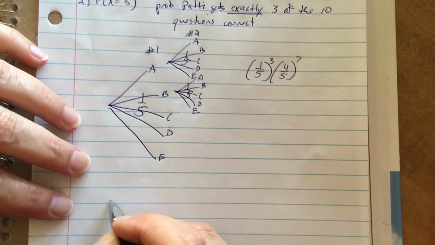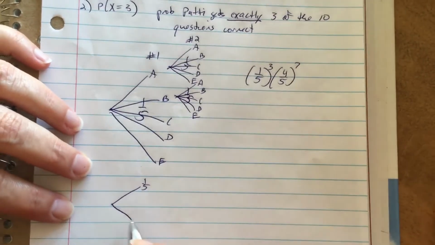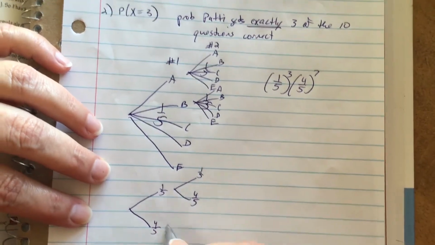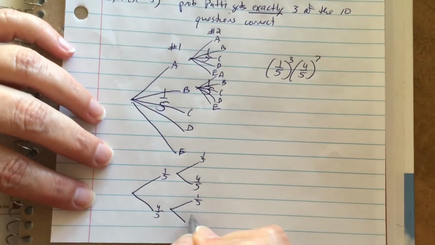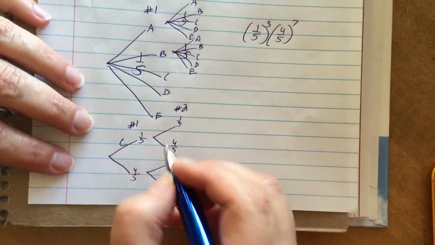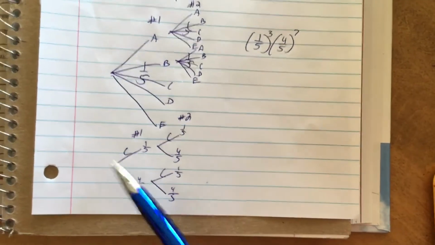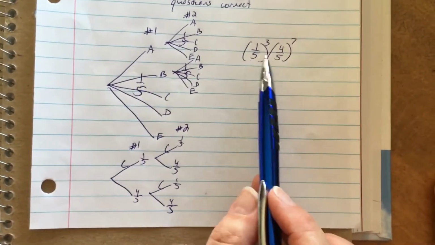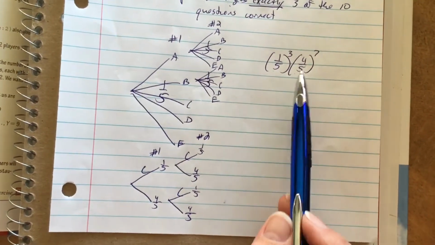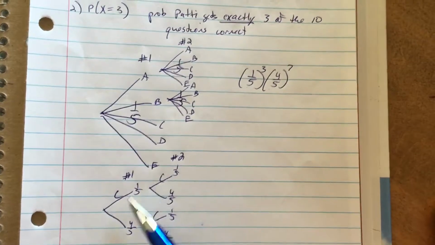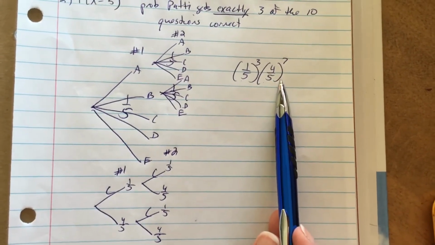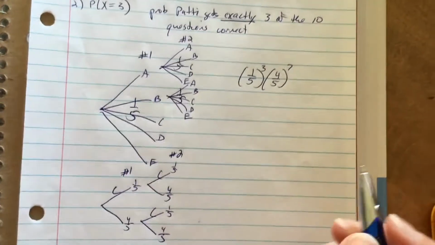So if I had done my tree of correct and not correct, and then correct and not correct, correct and not correct, this is number 1, this is number 2. So this is correct, correct, correct. I'm looking for the branches that have 3 correct answers and 7 incorrect. But there are going to be tons of branches. So this is where we've got to figure out a faster way to count how many branches have this combination of 3 correct and 7 incorrect. That's why we use the binomial.